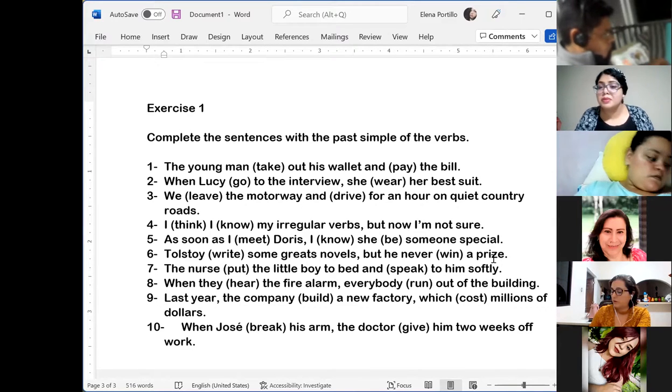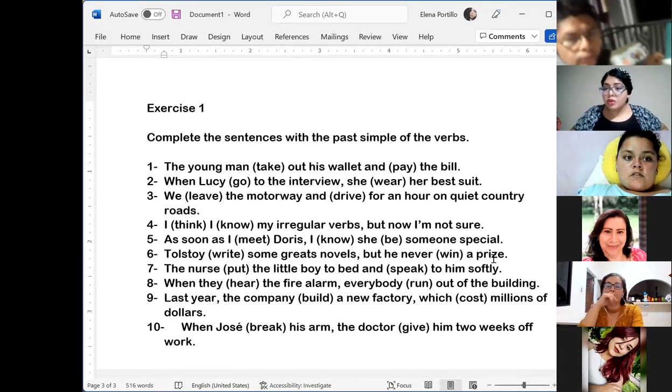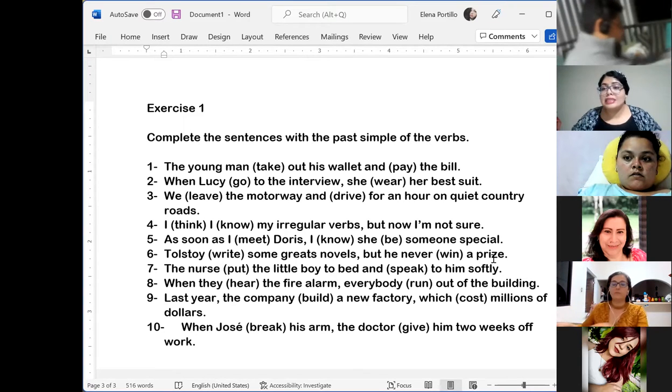Okay, it's time to end the session. Tomorrow we are going to answer or say the correct verbs for these sentences.